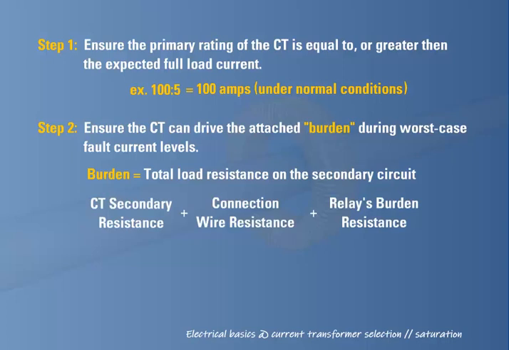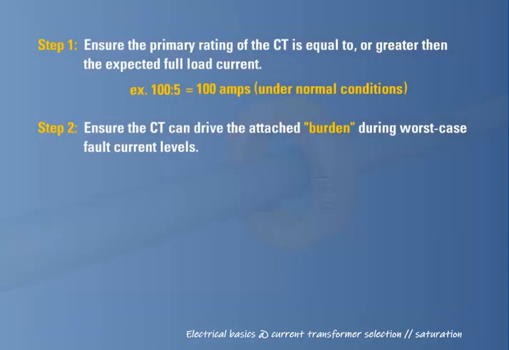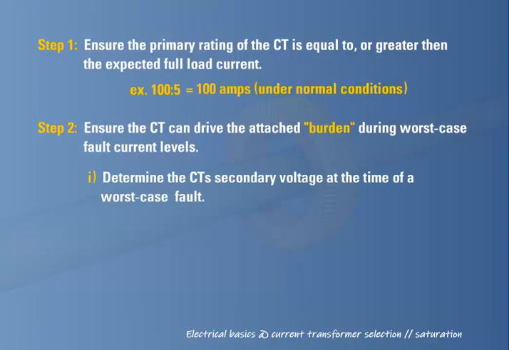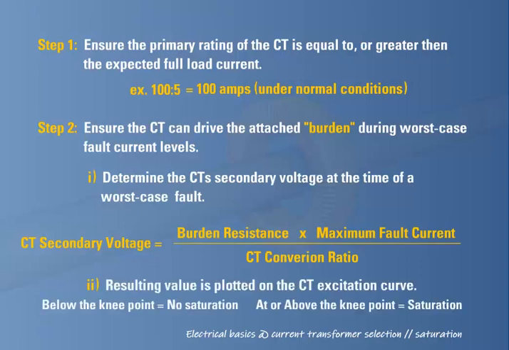As explained in the previous section, a CT becomes saturated when the secondary voltage reaches the knee point of the excitation curve. To determine whether the CT can drive the attached burden under worst-case fault conditions without saturating, we must determine what the CT's secondary voltage will be at the time of this fault. The CT secondary voltage at the time of fault is equal to the burden resistance times the maximum fault current divided by the CT conversion ratio. The resulting value is then plotted onto the CT excitation curve.